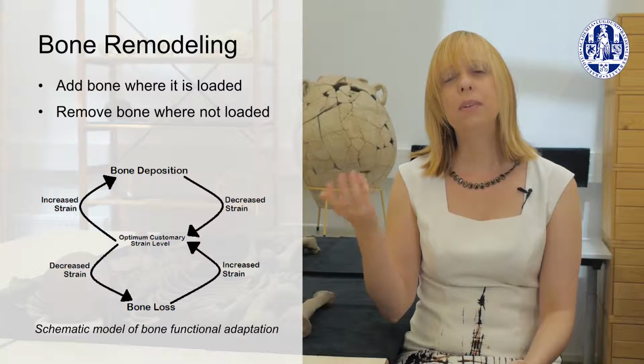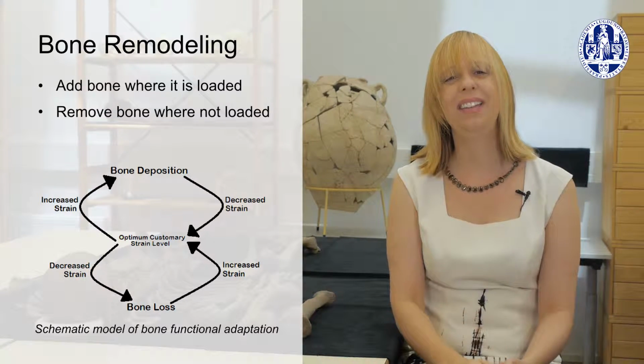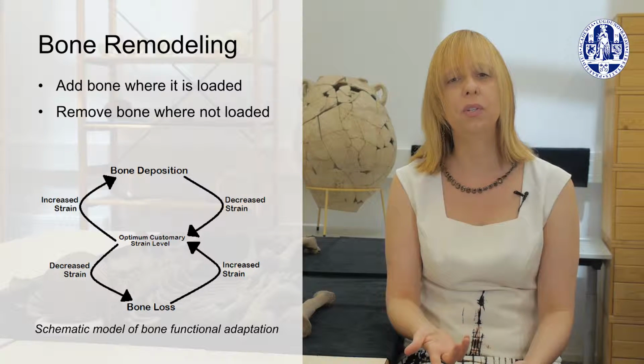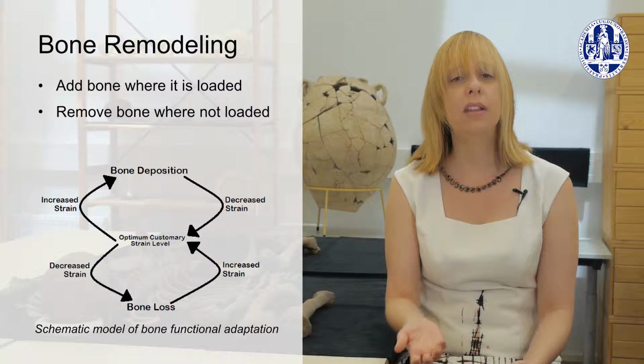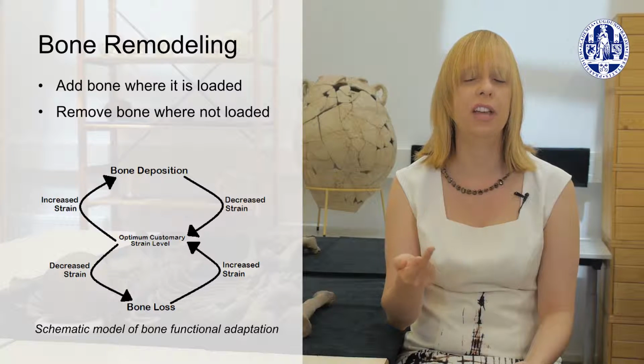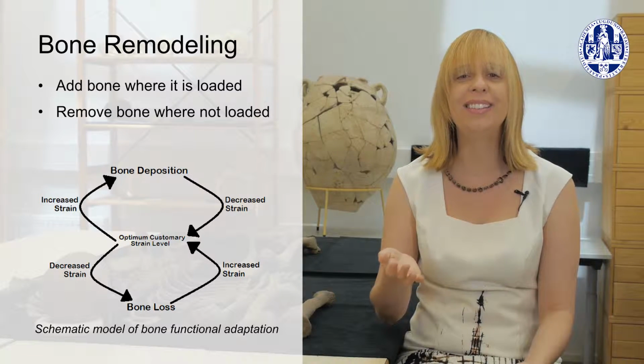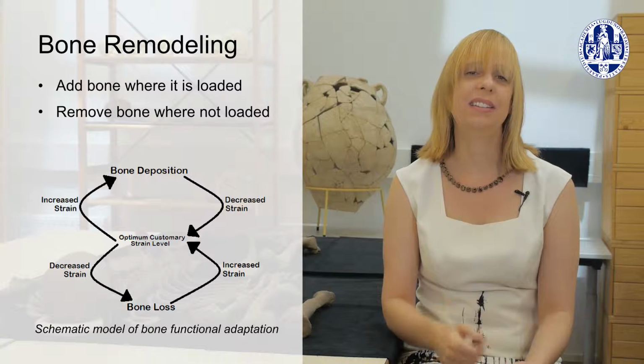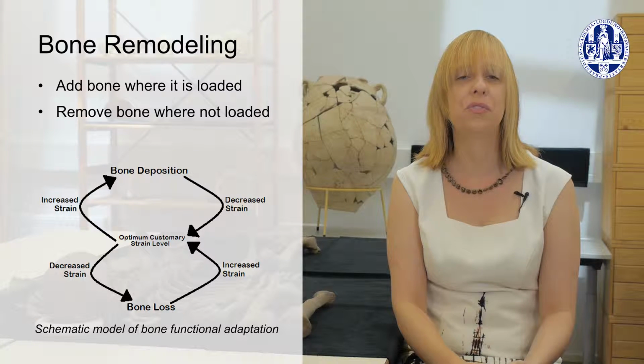The optimum customary strain level indicated in the figure varies per bone and anatomical area as well as per individual, and it can be affected by many variables in addition to mechanical loading, including diet, disease, genetic background, body shape, and age, which all have to be taken into consideration when interpreting the structural properties of bone.